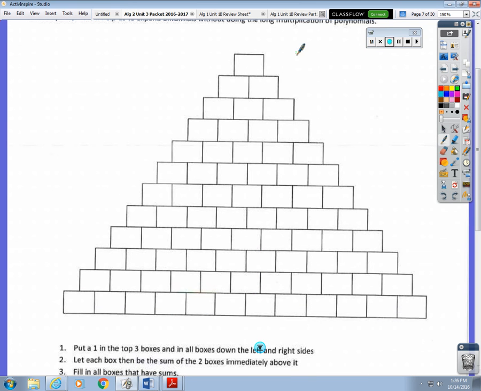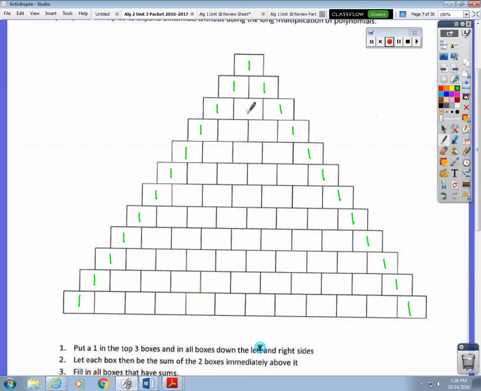You have to memorize the fact that ones go down the outside of the pyramid on both sides. Okay, ones will go down both outside diagonals of the pyramid, or the triangle. If you can remember that, the rest is just addition.